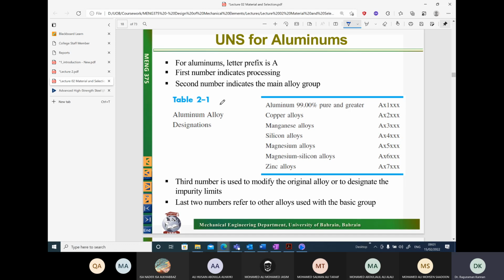If you take aluminum, for example, how do we identify aluminum? Again, it has a letter A. Any numbering system starting with the letter A represents aluminum, followed by 5 digits. The first number following A usually indicates the processing which is used to produce this material. We will see exactly what is processing. So this is the first number. Any number in this location X right after the letter represents processing.